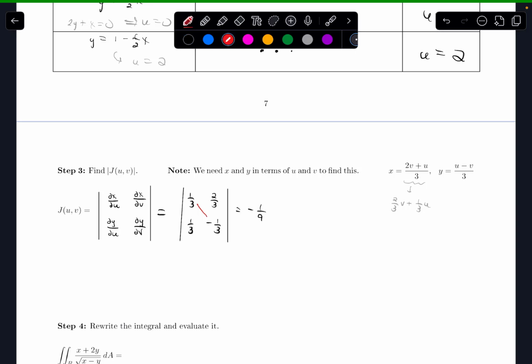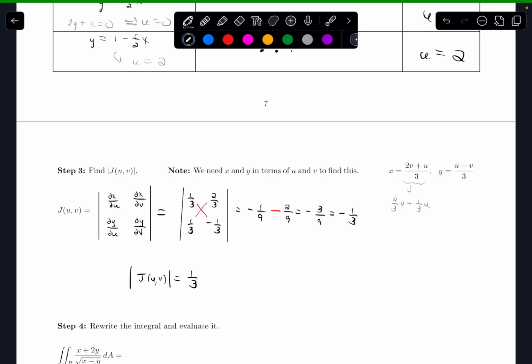And then we subtract what we get when you multiply the other two entries, the off diagonal entries. So that gives me 2/9. And then subtracting, we get negative 3/9, which is negative 1/3. And then I have to take the absolute value. So the absolute value of J of u comma v is just 1/3.